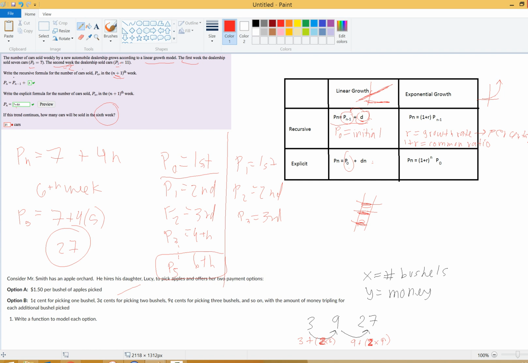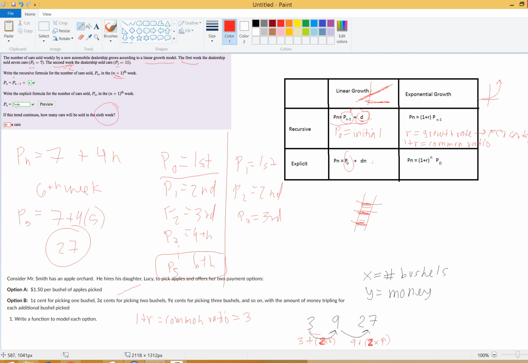Sorry, very sloppy. 1 plus r is your common ratio. That's the amount that you're multiplying by each time to get to the next one. So I kind of want to look at these numbers. We have 3 going to 9, going to 27. We're multiplying by 3 each time, right? So our 1 plus r, our common ratio, the number that we multiply by each time to get to the next term, is 3.